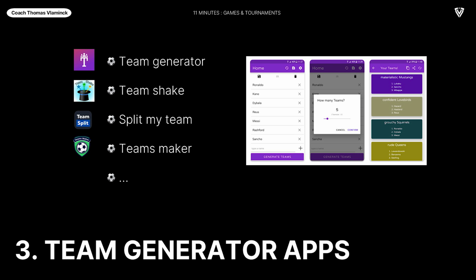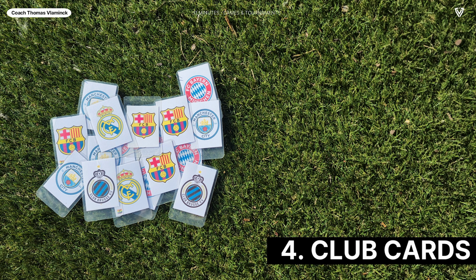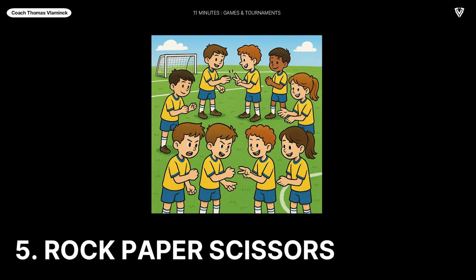3. Team generator apps. Tools like Random Team Generator, Team Shake, Split My Team, or Football Team Generator are great for making random and even balanced squads in seconds. 4. Club cards. Hand out team cards, Arsenal, Barcelona, Juventus, and let players blindly pick. Quick and easy. 5. Rock paper scissors. Players pair up and play rock paper scissors. Winners go to one team, losers to the other.